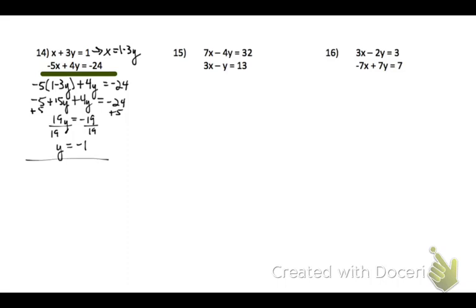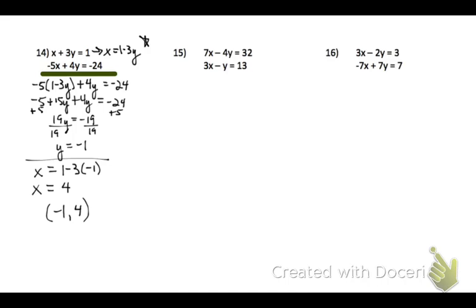Now to solve for x, I'm just going to use the original equation, but I'm going to use the form where I solve for x. So x will equal 1 minus 3 times negative 1. So x will be 1 plus 3, which is 4. So the solution is negative 1, 4.